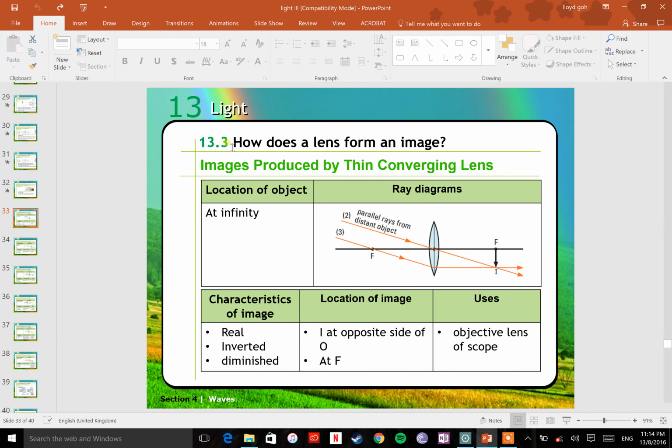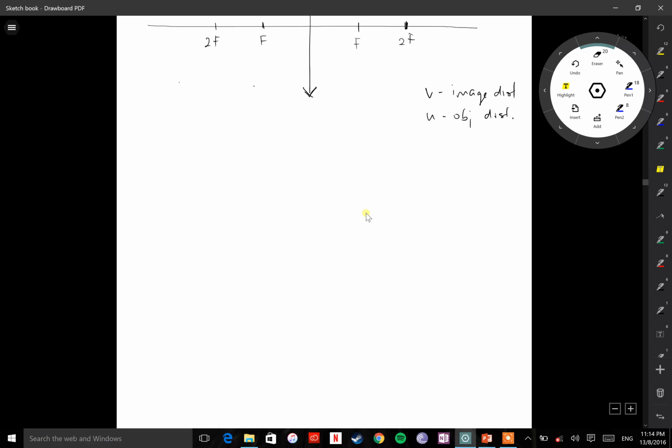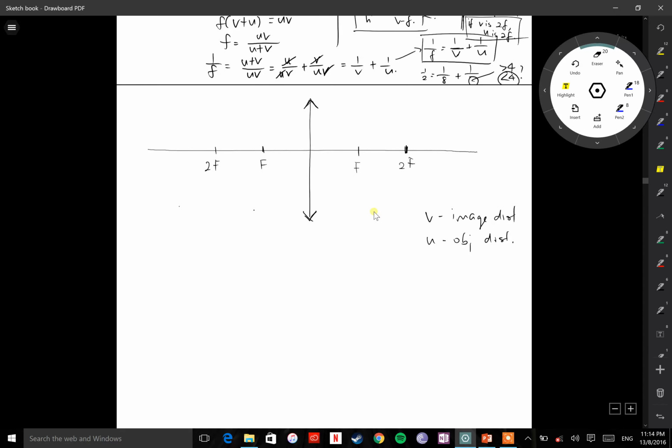We are talking about how the distance between object and lens and between image and lens differ from one another. This was a conclusion that was brought up in class. Suppose I have a lens here, and this is the principal axis. If my object goes towards the lens, we were saying in class that the image will go away from the lens.